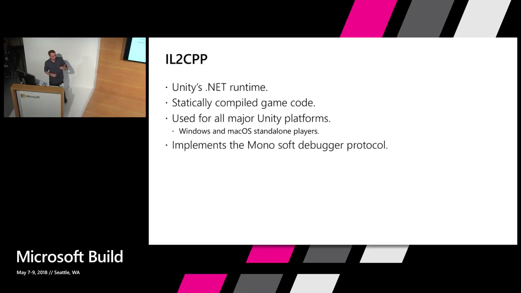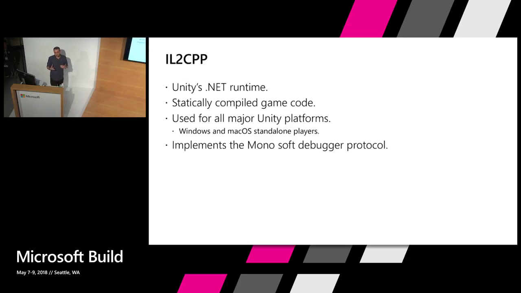A quick word about IL2CPP. For those of you that don't know, IL2CPP is the .NET runtime that Unity uses when you export a game for a target platform, let's say iOS. And what it does is actually quite nice. It will take the code of your game as .NET code, and it will compile it to C++ for the target platform. And you get a statically compiled game running on iOS, written in .NET, linked with the Unity engine.